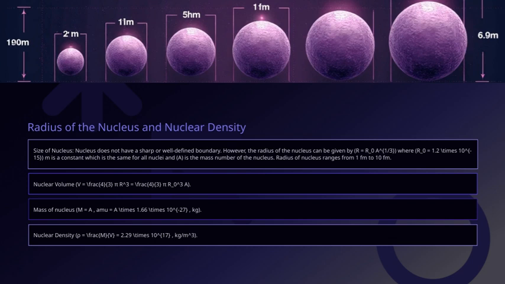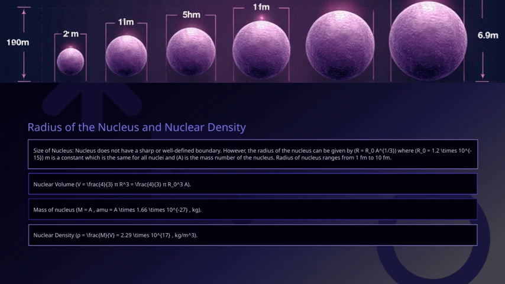Next, the mass of a nucleus depends on its mass number A, since one atomic mass unit, or AMU, equals about 1.66 times 10 to the minus 27 kilograms. We multiply A by this value to find the nucleus's mass in kilograms. So, a nucleus's mass scales directly with its number of protons and neutrons.